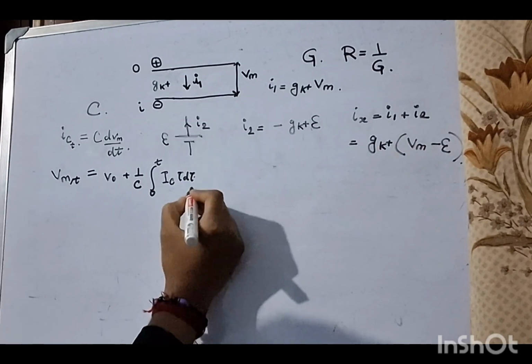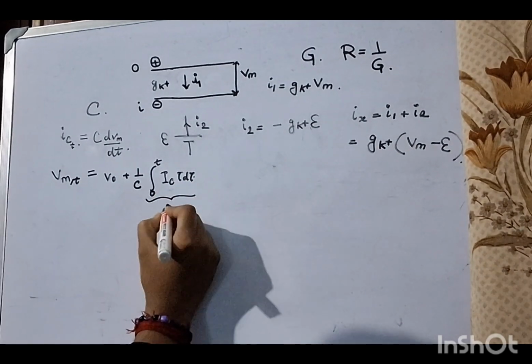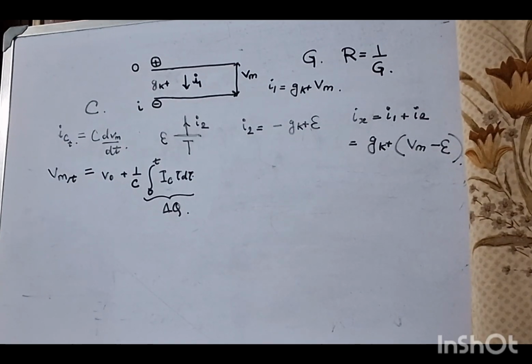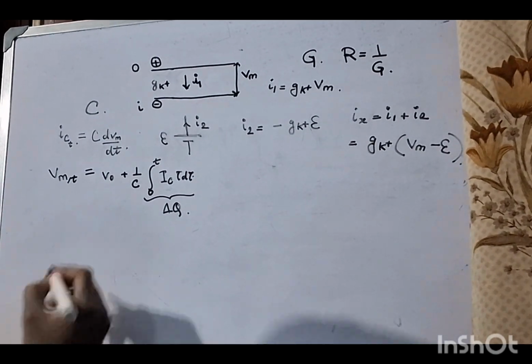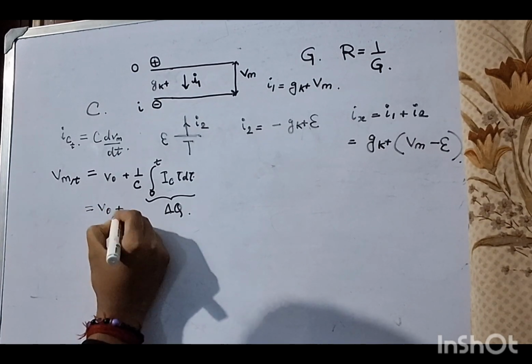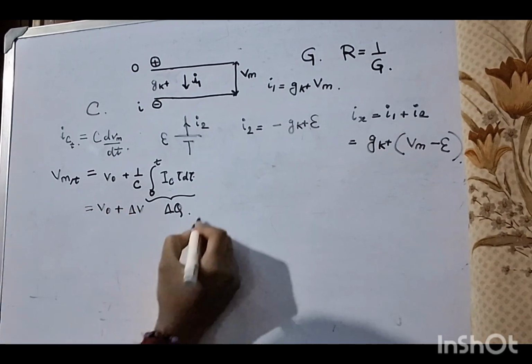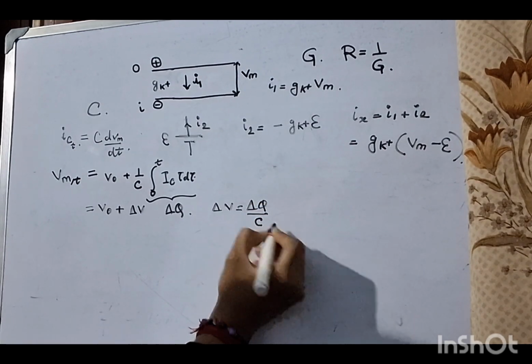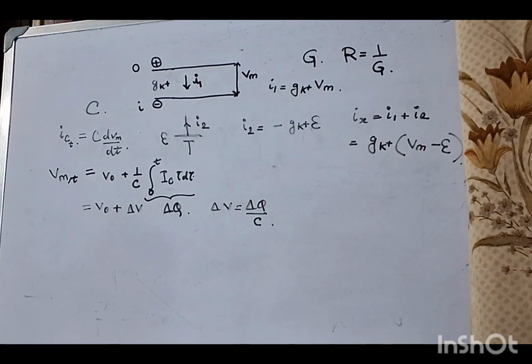Tau is the time constant. This factor is delta Q, or the charge that we talked about, which is stored inside the capacitor. So we can see that this is equal to V0 plus delta V, and delta V equals delta Q by C. If you have to summarize the entirety of this into a single circuit, it will look something like this.